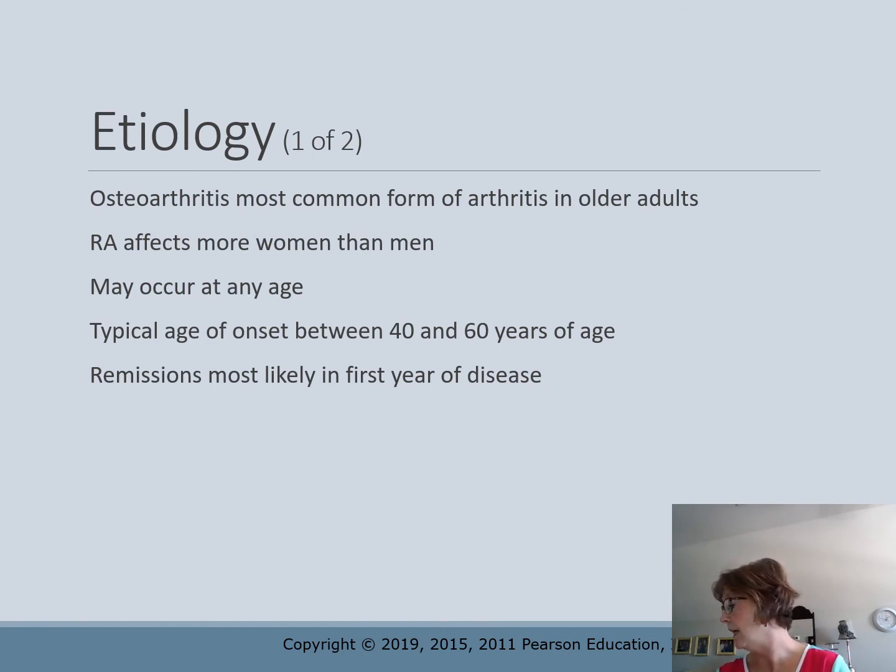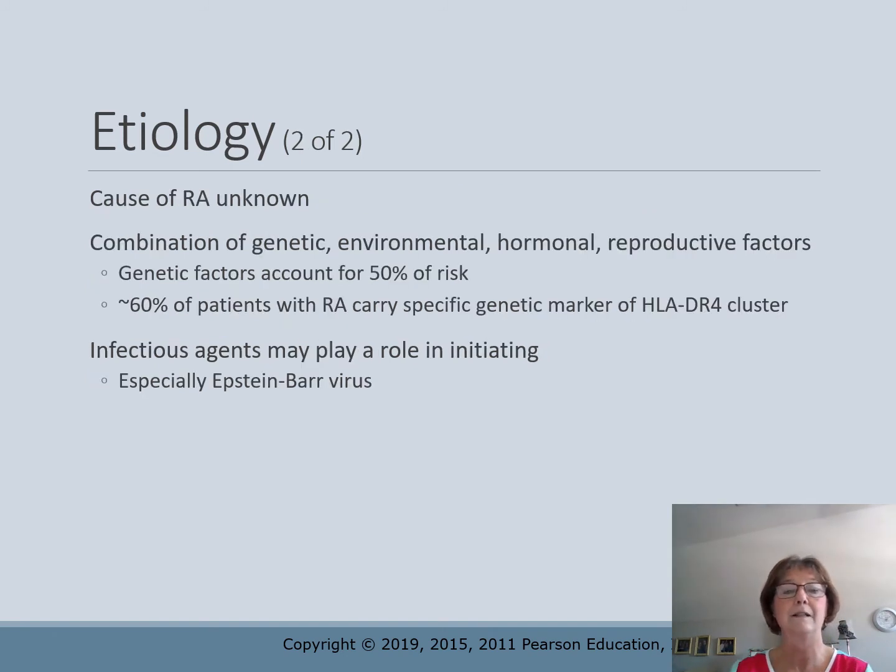The cause of RA is unknown. Genetic, environmental, hormonal, and immunologic factors are thought to be some of the agents. Infections such as bacteria, mycoplasmas, and viruses, especially Epstein-Barr, may play a role. Genetic factors account for about 50% of this disease.